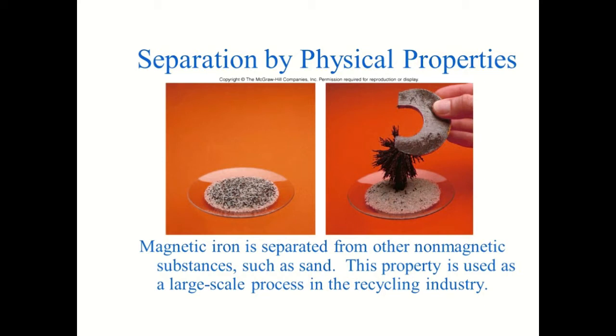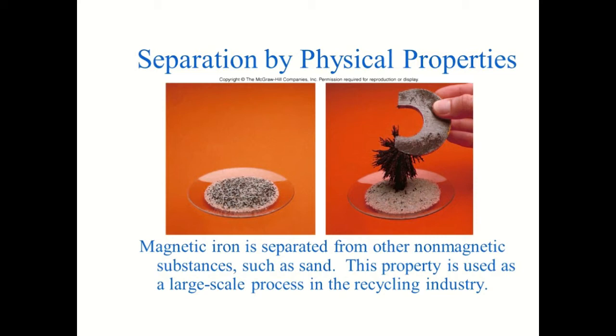Okay, so here's some more physical properties. Iron is magnetic, right? I want to separate iron from sand. You guys kind of looked at this in the lab the other day, where you took the magnet and moved it over the iron, right? You could separate the iron from the sand, because the sand is non-magnetic and the iron is magnetic. Okay? And that would be a separation by physical properties.